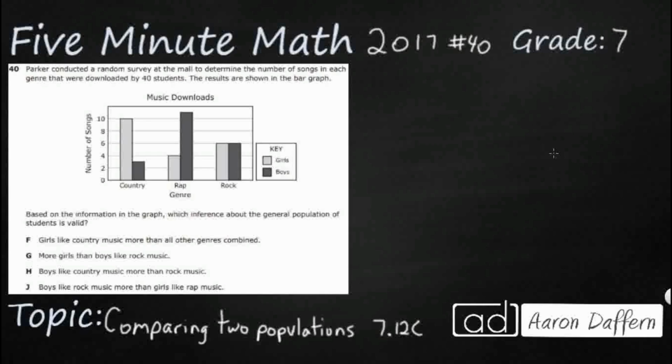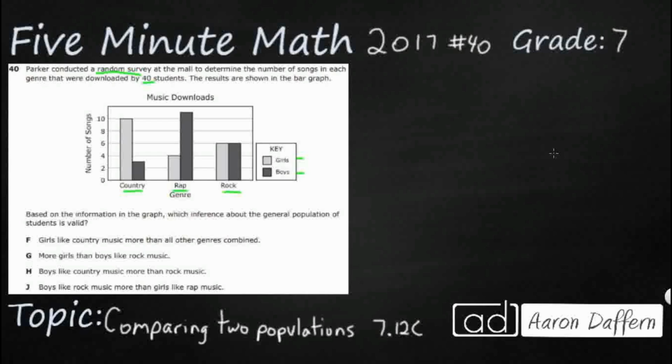So we have Parker conducting a random survey at a mall, and we're looking at different songs that were downloaded by genre. We've got country, rap, and rock, but it's just 40 students. As you can see here, we've got two different populations: girls and boys, girls with a light bar, boys with a dark bar. So we're going to be able to compare not only which genre of music was downloaded the most, but we can also separate the results by girls and boys.